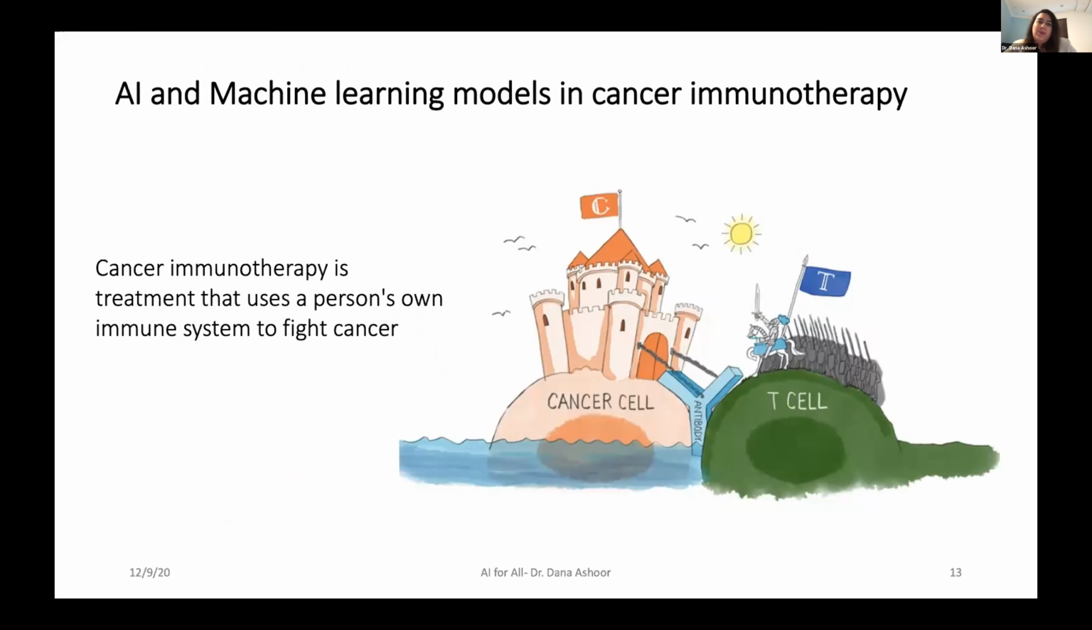Now I'm going to go to another subject of my research interest, which is the immunotherapy for cancer, because I've been working in the lab for the past few years on this subject, for production of an immunotherapy drug for cancer. So in short, what is immunotherapy? Immunotherapy of cancer is to use the human's own immune system to fight the cancer.